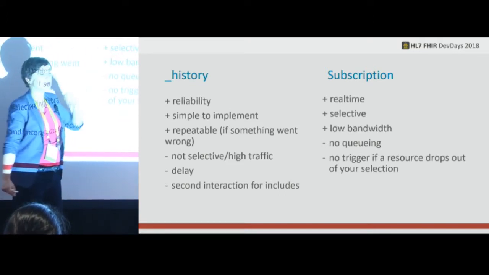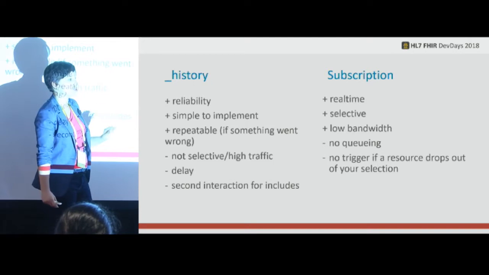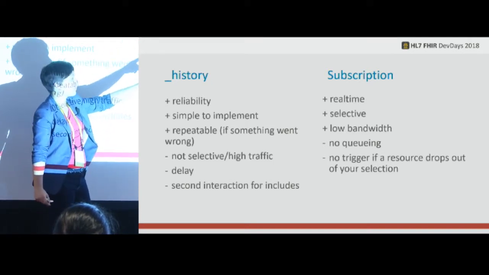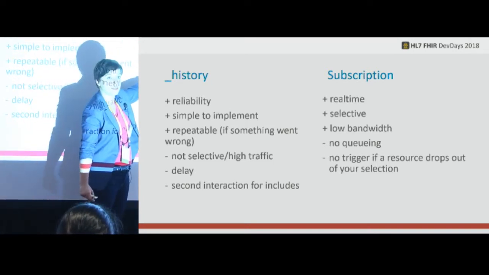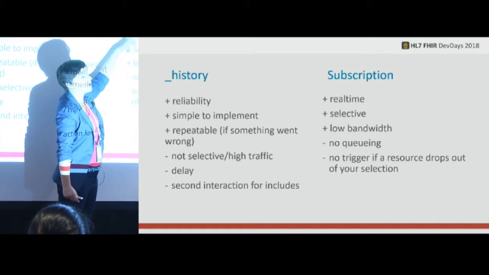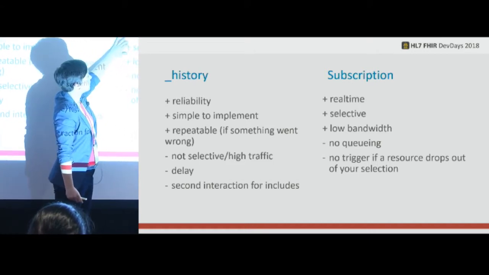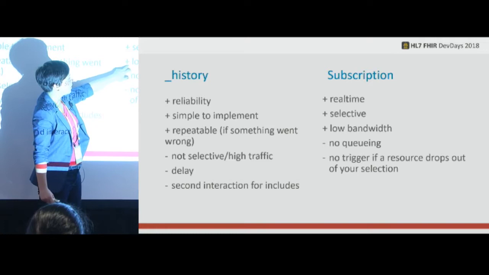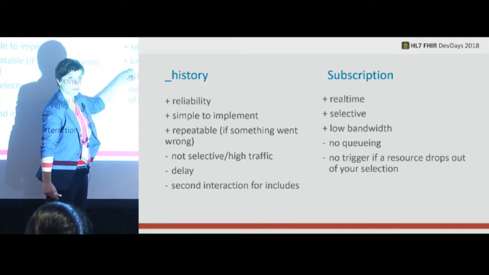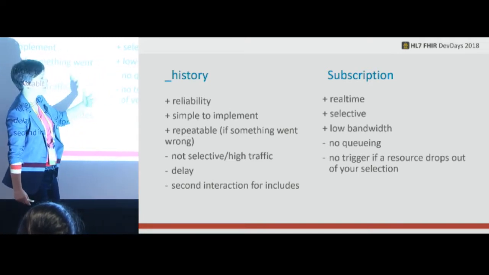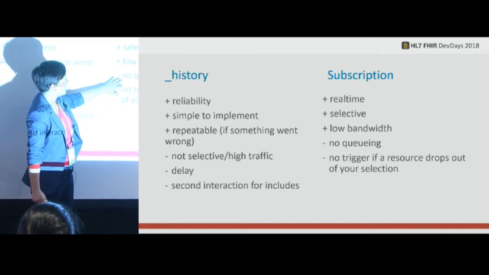Like if you're only interested in a very small percentage of all the observations on this FHIR server, you can give an exact criteria, and you will never miss it whenever something matches your criteria. So it's a much lower bandwidth that we have here, because we only get the stuff that we're interested in.